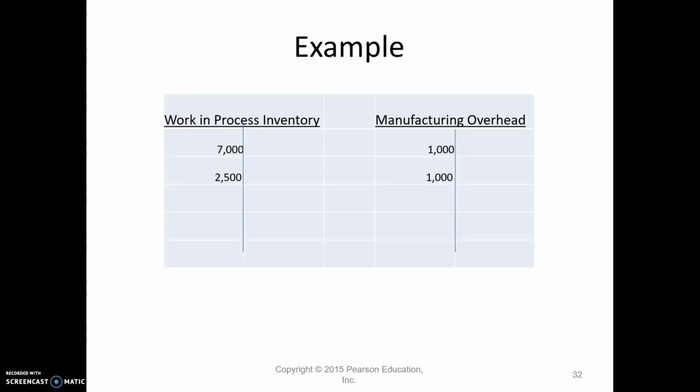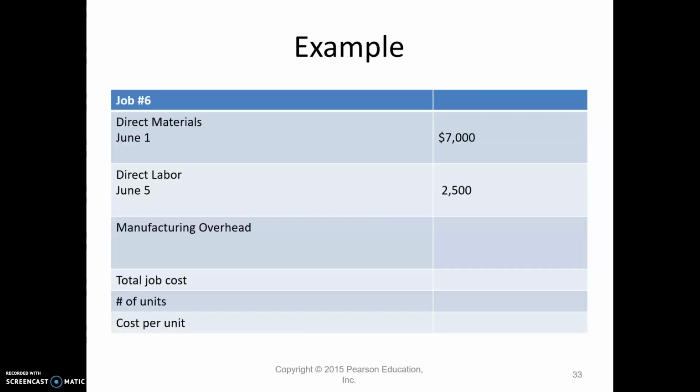So if we look at our accounts, work in process inventory now has the $2,500 for direct labor, and then there's another $1,000 in manufacturing overhead because that's the indirect labor. So then in our job cost record, we also have to enter the $2,500 direct labor, right? If it's in the work in process inventory account, it also has to be on the job cost record.